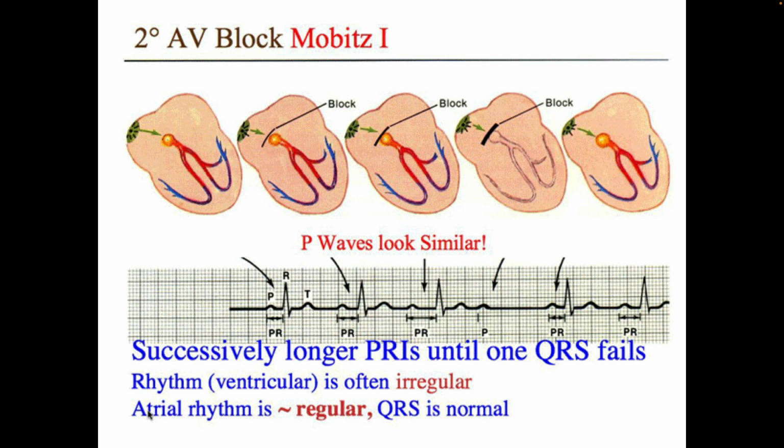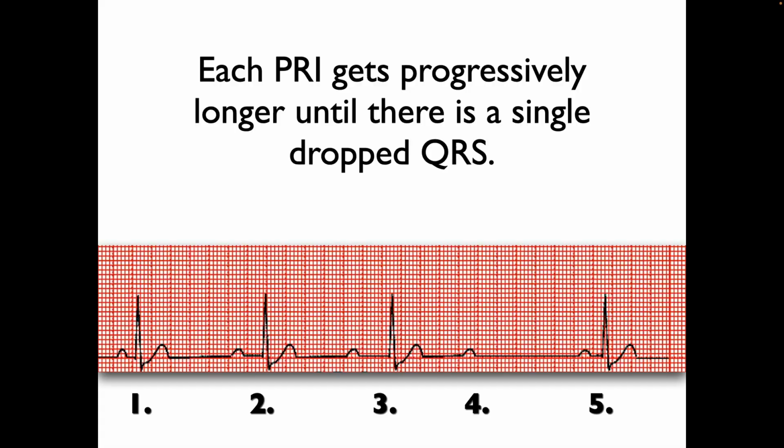And again, there's no particular reason why it has to be 3 or 4 or 2 or whatever. It just is what it is. But eventually the block gets so strong that it totally blocks that impulse from going through, and you have an orphan P, a non-conductive P. Okay? And then it starts over again. The block sort of disappears, it goes through, the next one it goes slow again. So it's this pattern of progressively longer PR intervals. Again, another picture of it. Okay, each PRI gets progressively longer until there's a single drop.